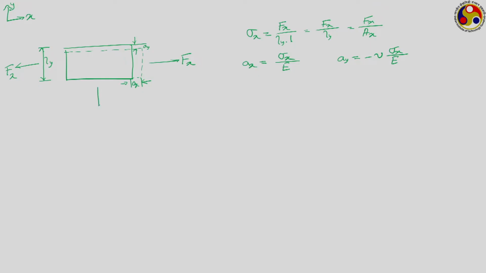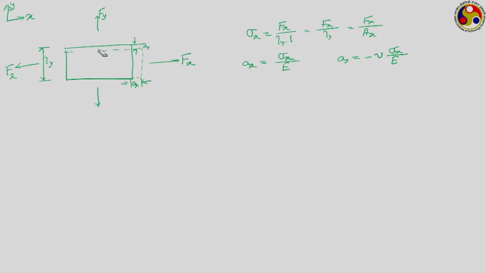Now, we are putting another tensile force in the y direction, let us say its magnitude is Fy. Because of the presence of this Fy, there will be further change in the dimension of this rectangle in both directions. So, there will be elongation in the y direction, whereas there will be a reduction in length in the x direction.